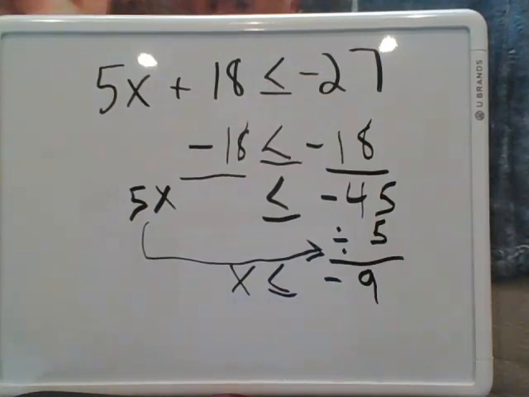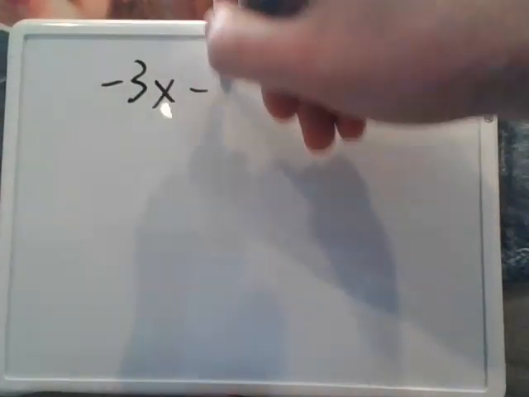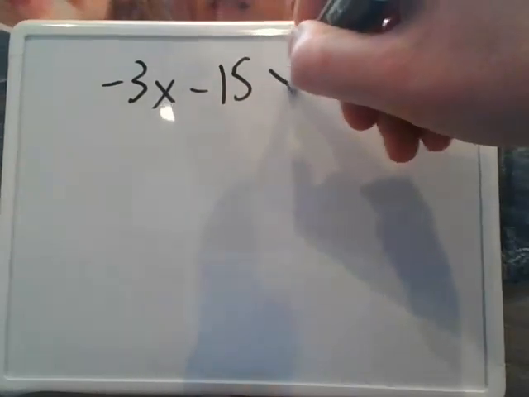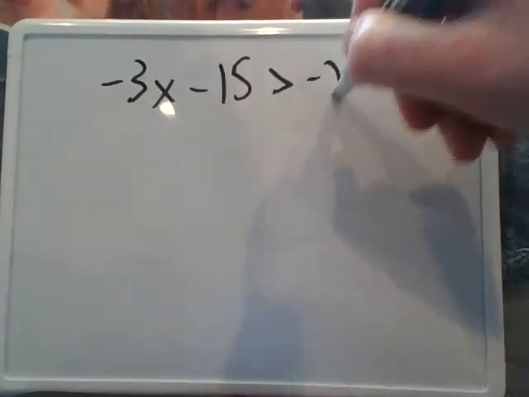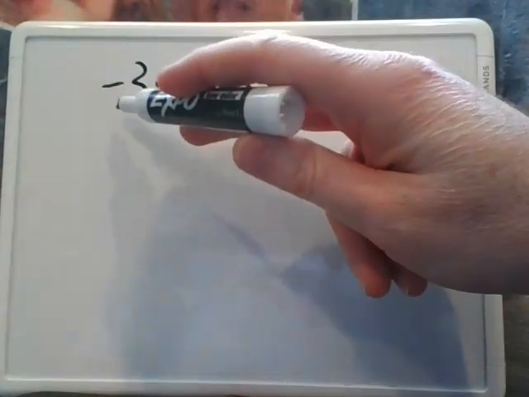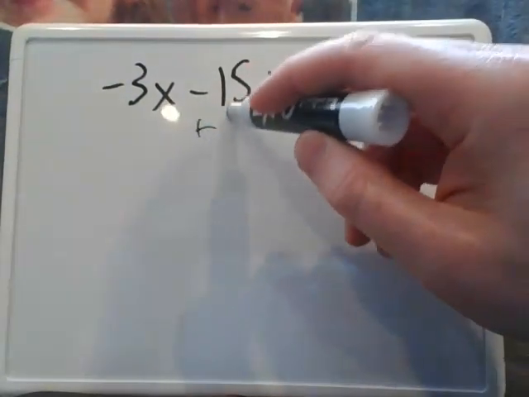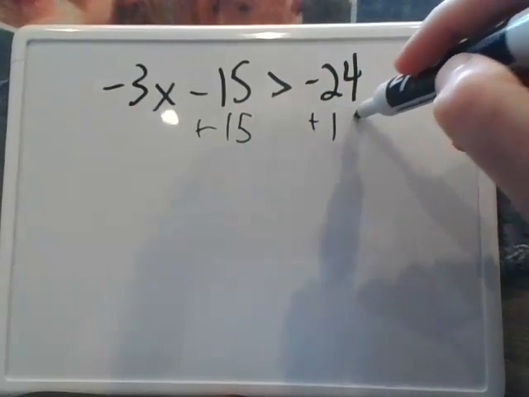And one of the last steps, because I'm going to have to show you one with graphing. So I got 2 more to show you. Negative 3x minus 15 greater than negative 24. So this one here has a negative value next to x. So in the end, when we divide, we're going to flip this around. First, though, we're going to add 15 to both sides of my inequality.